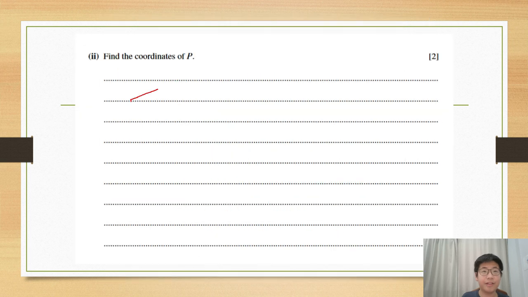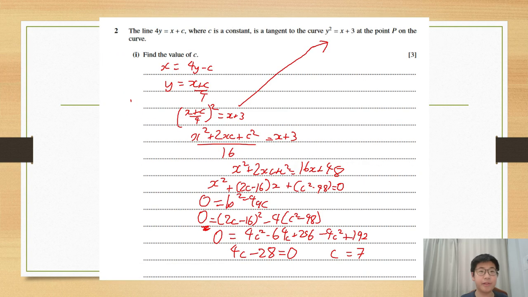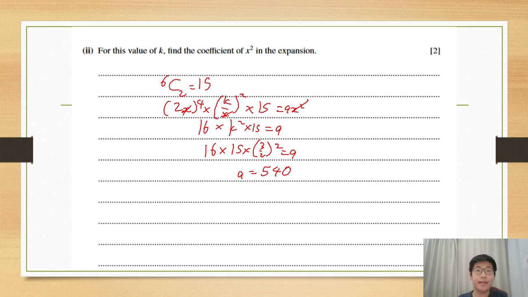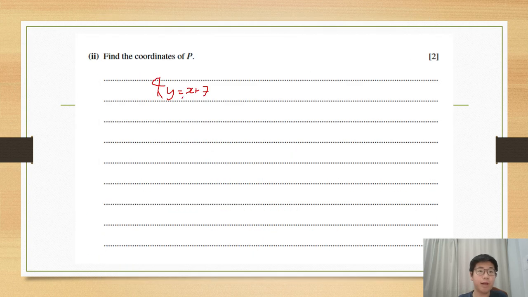So we already figured out that c is 7, right? So this means that we substitute c in the y. So 4y equals x plus 7. And then y squared equals x plus 3.